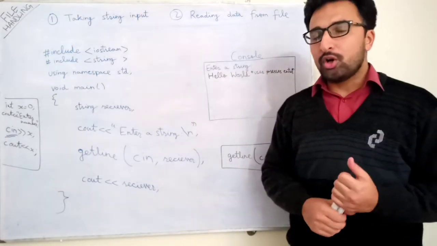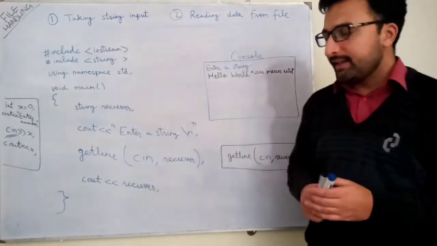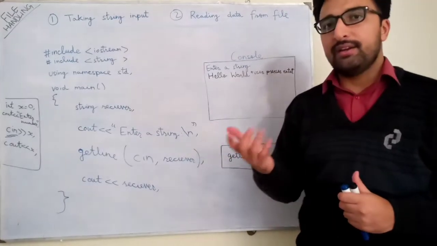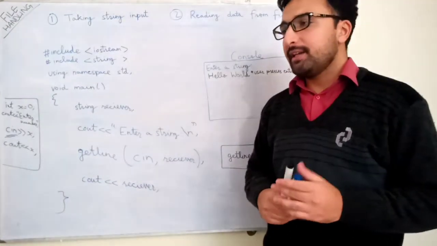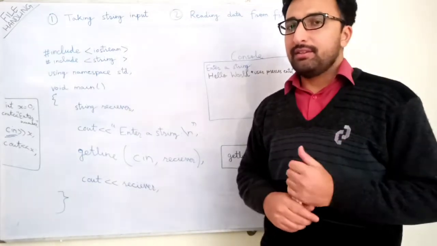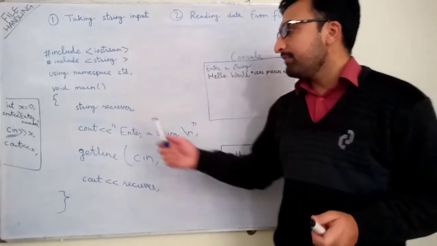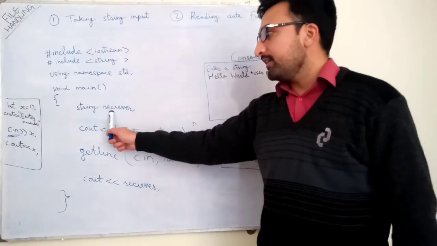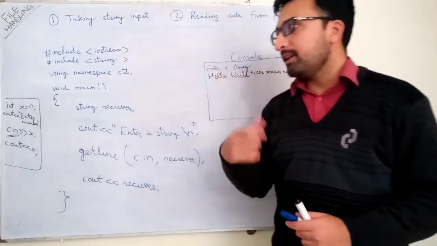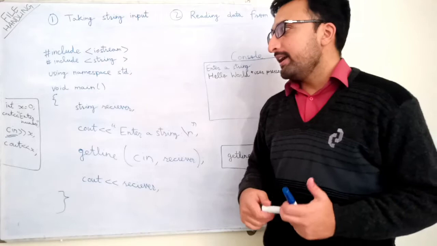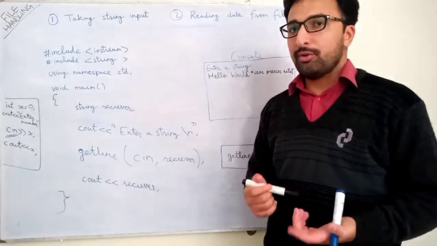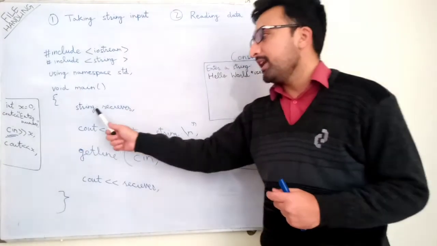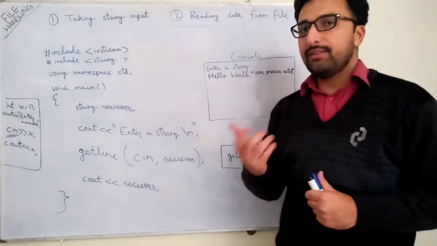Now what happens when we want to take a string input? In case of string input, first we have to include a header library, string.h or string, that basically allows us to use strings in our programs. Here, for example, we have defined a string variable, just like we used to define any variable in which we wanted to store our data, whatever type the data coming from the user was. Here we define a string variable named receiver.